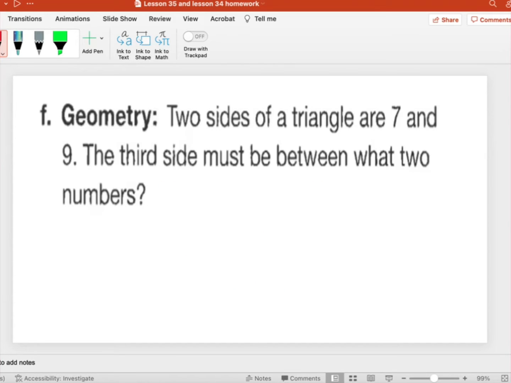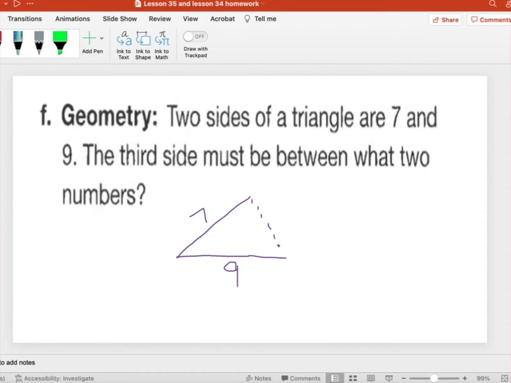2 sides of a triangle are 7 and 9. The third side must be between what 2 numbers? Now, you guys were trying to get this out of Miss A in the class, but let's think about it. So let's put a side here, and we're going to make this one 9, and we're going to make a side here, and we're going to make this one 7. And we're trying to figure out what are the limits on this third side here.